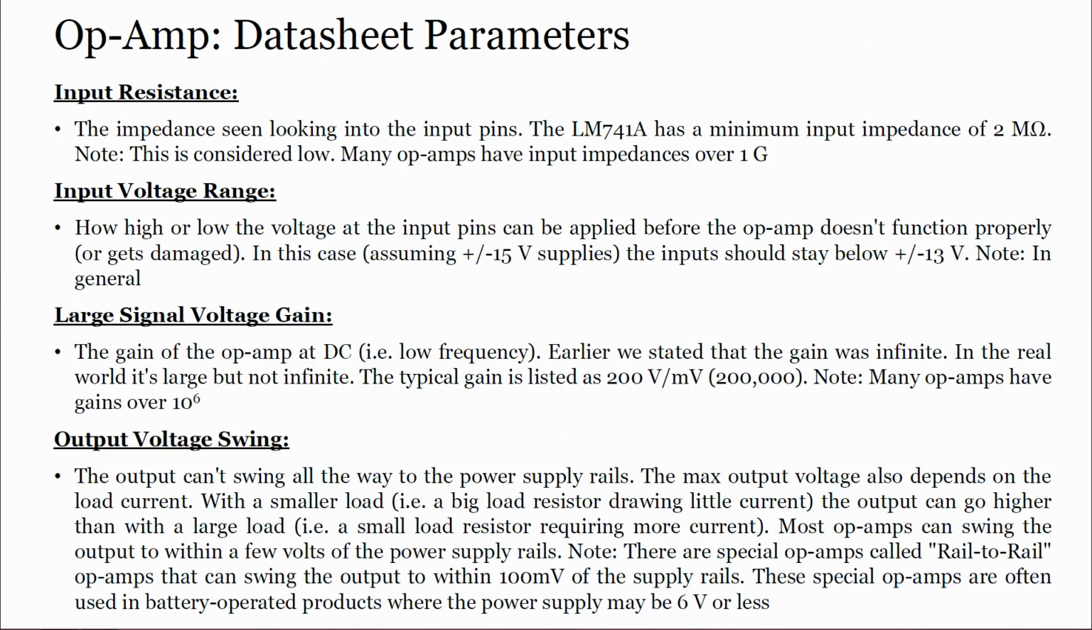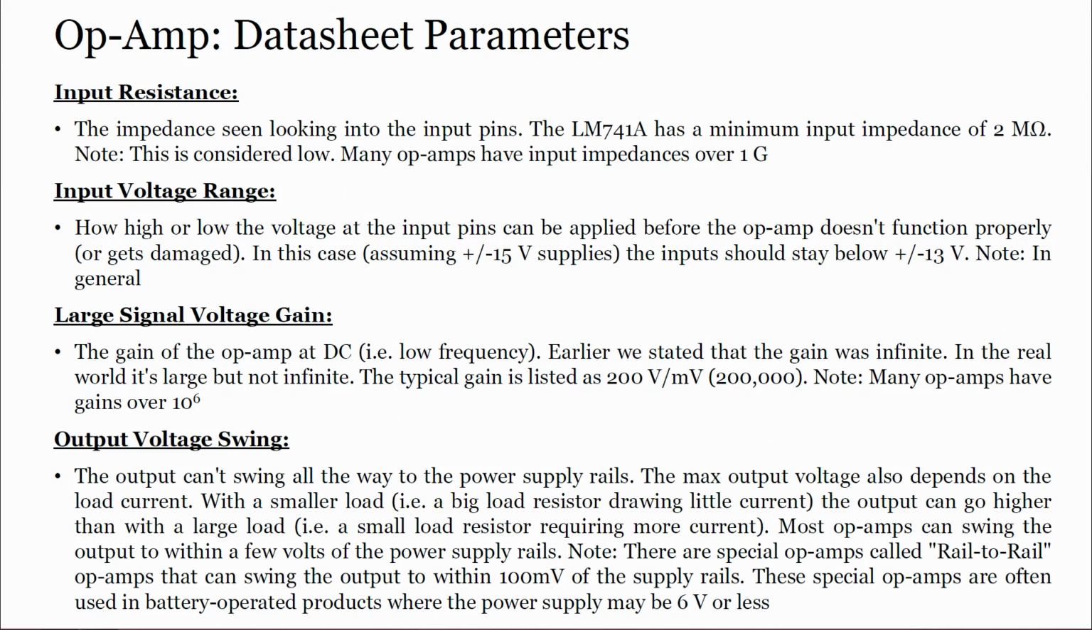Input voltage range: how high or low a voltage can be applied at the input pins before the op amp does not function properly. Practically, we know that if there are plus minus 15 volt supplies, the input should stay below plus minus 13 volts. Large signal voltage gain, what is that?